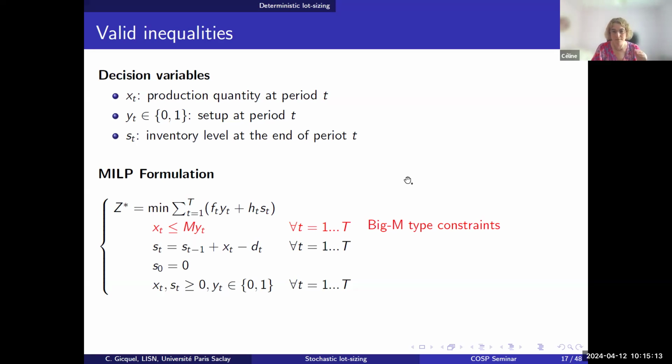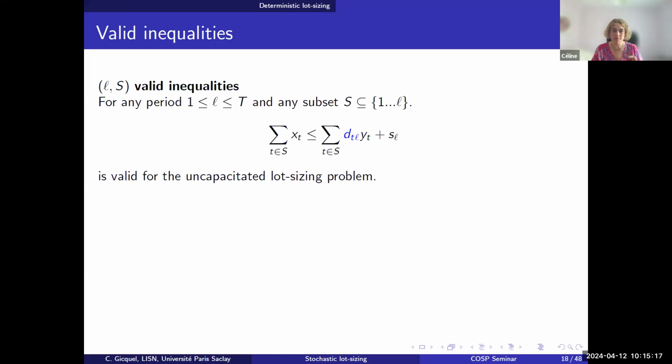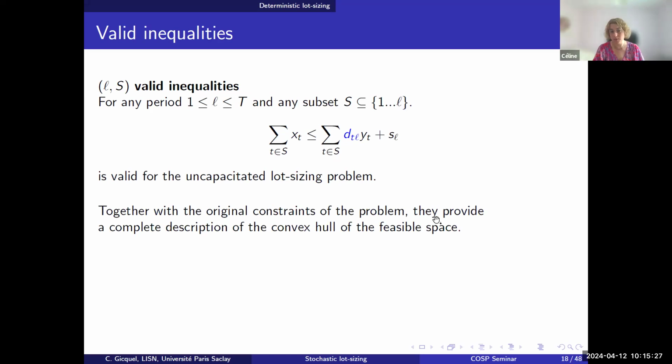So luckily, we have some polyhedral knowledge about this problem. In particular, we have on hand a set of very strong valid inequalities. You don't need to understand all this formulation here, but just keep in mind that these valid inequalities are very strong. They provide a complete description of the convex hull of the feasible space of this whole problem. They are polynomially separable. And so they are very efficient in a deterministic setting.